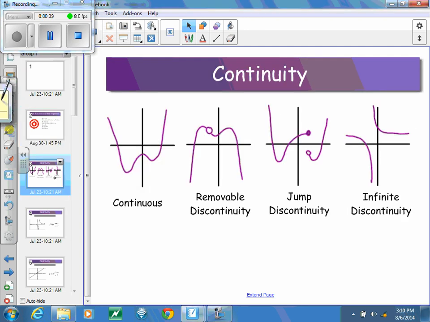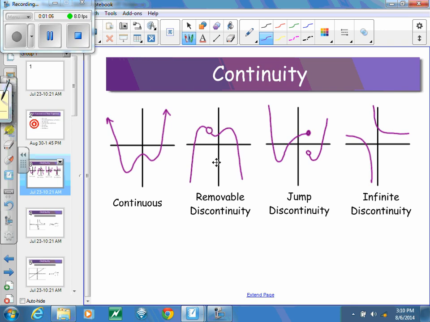So let's go ahead and start talking about if a graph is continuous or not. So when you have a continuous graph, that means that there are no breaks, there are no holes in it. And so the graph that I have shown here over on the left is a continuous graph because, as you can see, it is one line that is being drawn, and that's exactly what a continuous graph is.